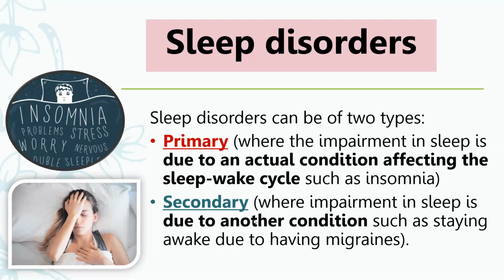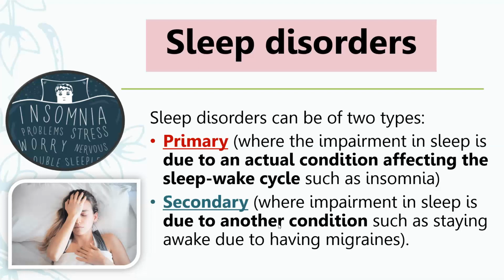A secondary sleep disorder is a sleep disorder that doesn't start off as an actual sleep issue. It's because of some other issue that you've got in your life. For example, you're staying awake because you have migraines, or you're really stressed from school, or you had a fight with your friend and that's keeping you up at night, or you're overthinking. So secondary sleep disorders are not caused by some inherent sleep-related issue.